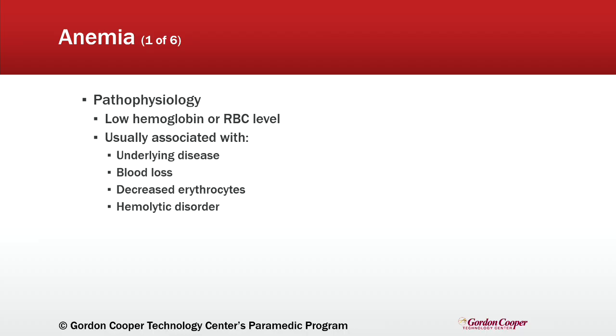Of course, anemia occurs when the hemoglobin or red blood cell levels are lower than normal, and that's the definition of anemia. This condition is usually linked to some kind of underlying disease process or something else going on. It could be an acute or even a chronic blood loss issue as well. It may even be something to do with a production problem, a decrease in production or an increase in the destruction of erythrocytes or red blood cells. And there may even be some sort of a pre-existing hemolytic disorder going on there as well.